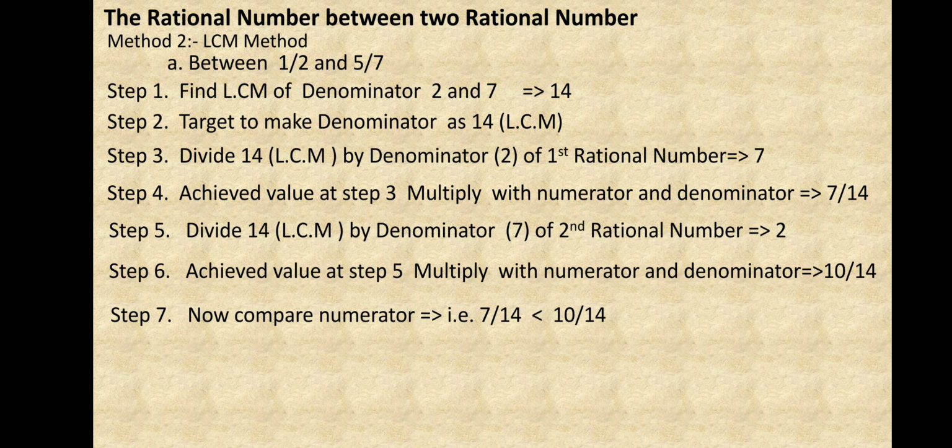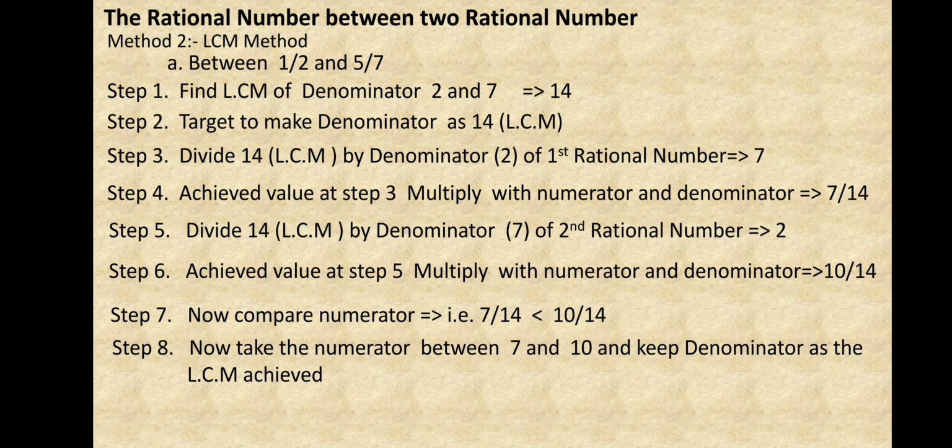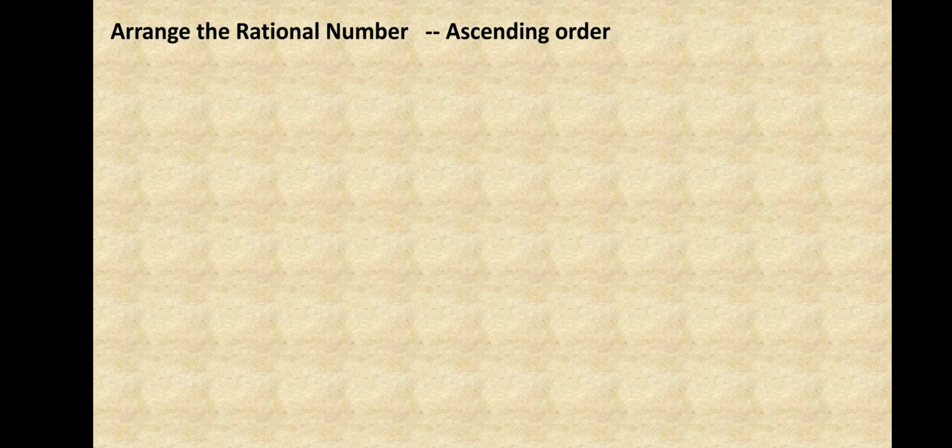And now when you compare this, which is greater? Obviously 10 by 14 is greater than 7 by 14. Am I right? So now you have to take the numerators between 7 and 10 and keep the denominator as the LCM achieved. So what are the numbers between 7 and 10? They are 8 by 14 and 9 by 14. So the rational numbers between 7 by 14 and 10 by 14 are 8 by 14 and 9 by 14. And now we are going to arrange the rational numbers in ascending order first, and then we'll go with the descending order too.